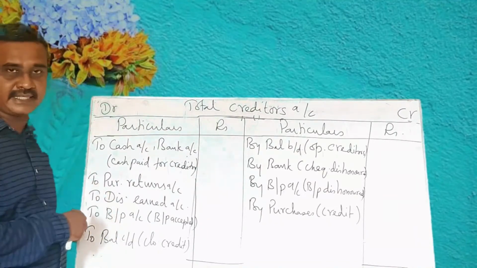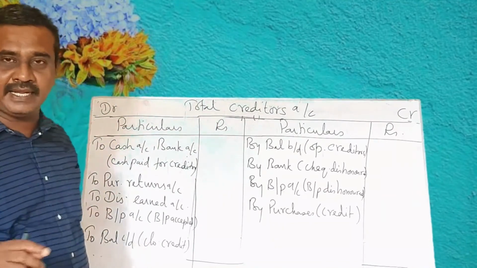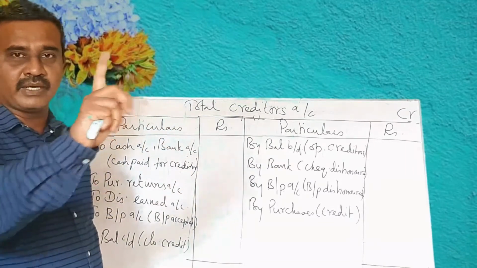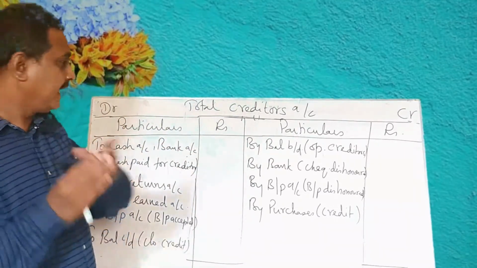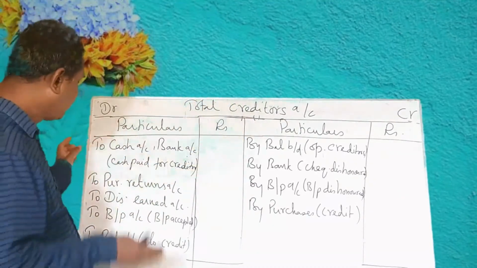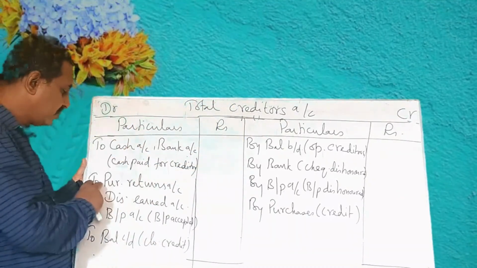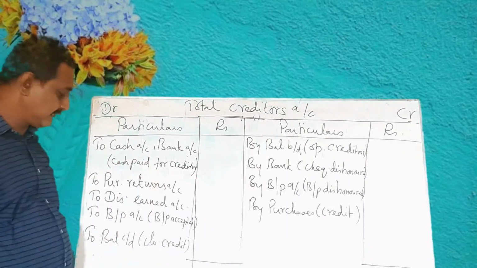And purchases returns. What would be the entry? Total creditors account debit to purchases return. We take the total creditors account and come to the debit side, and in the particulars column we write purchases returns.